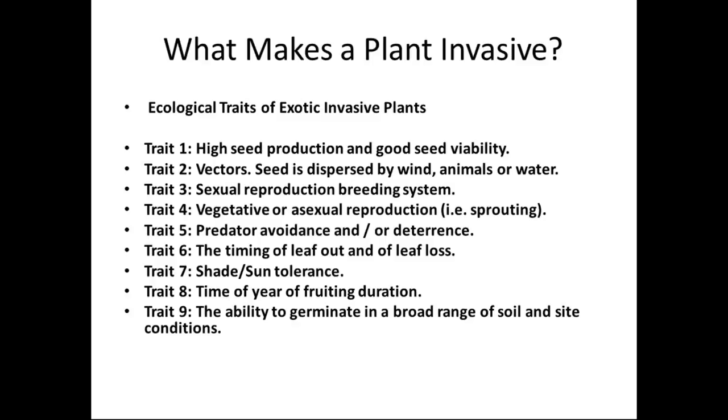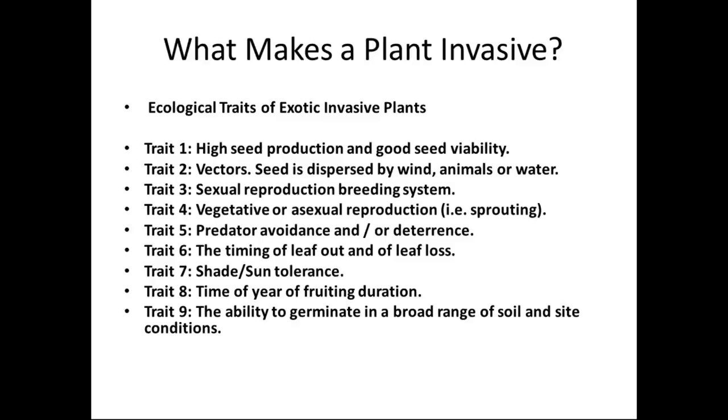All right, trait 5, predator avoidance and/or deterrence. Some exotic invasive plants have physical structures like spines and prickles that deter grazing animals and humans from touching them. Japanese barberry and Multiflora Rose are good examples. Other plants produce chemical compounds unpalatable to plant-feeding animals, such as Japanese stiltgrass, garlic mustard, the buckthorns, winged euonymus, and so on. They're not fed on by many animals, so they may have a little bit of defoliation by insects, but it's very rare. So that's a good trait to have when you're competing with our native plants.